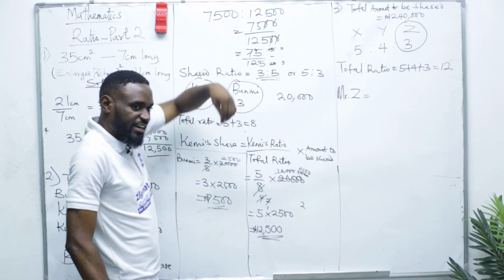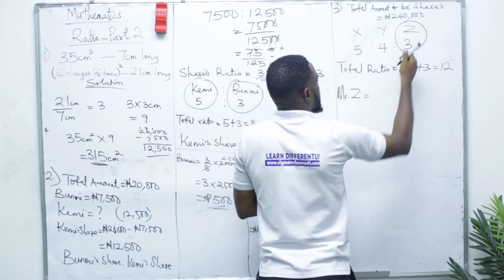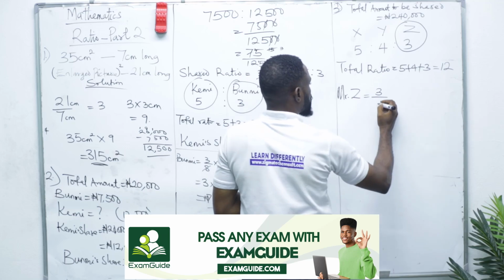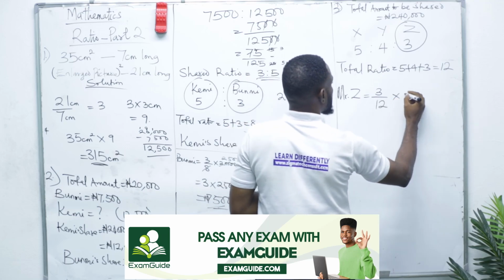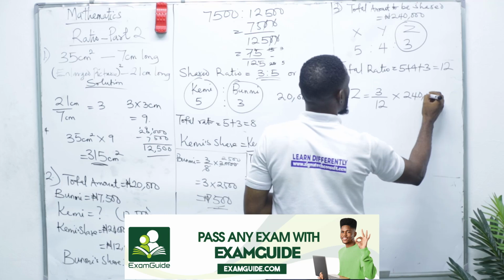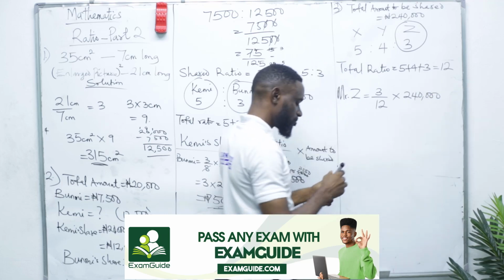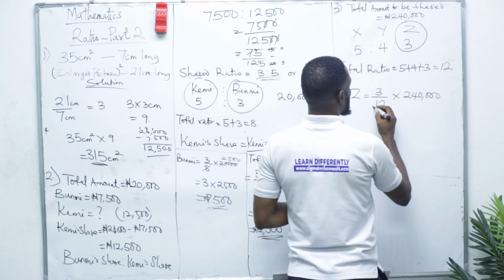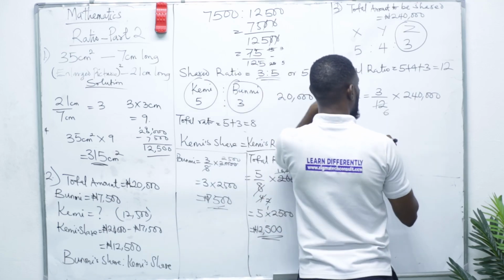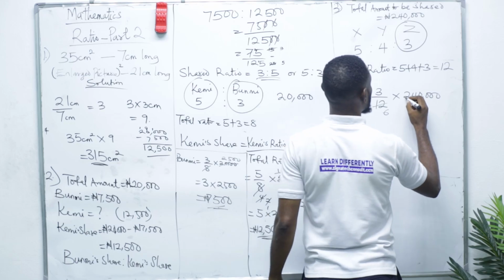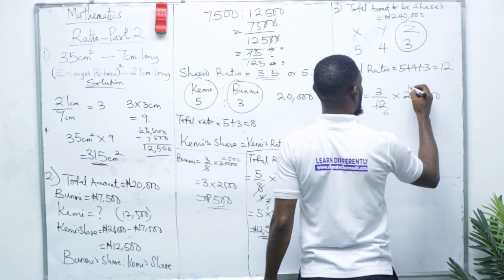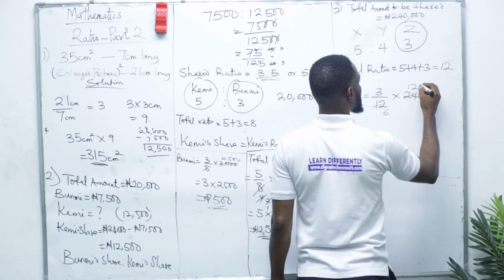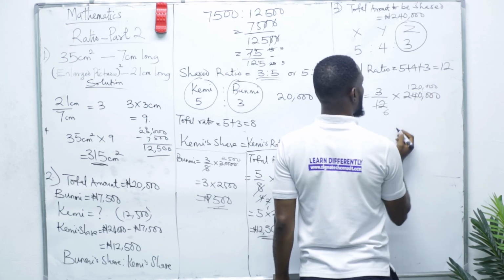So this Mr. Z is going to take, of course, the sharing ratio, which is 3 divided by the total ratio, which is 12, times 240,000 naira. So we can get this now. 2 here is 6, and 2 in 24 is 12. So we have 120,000 naira now. That's what we have there.